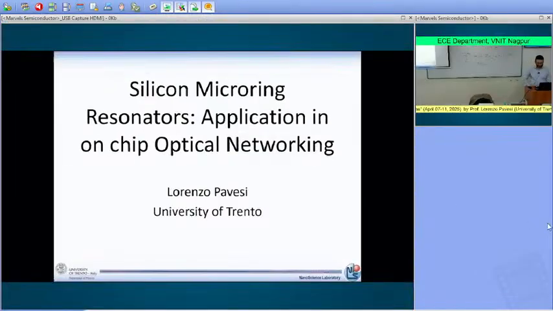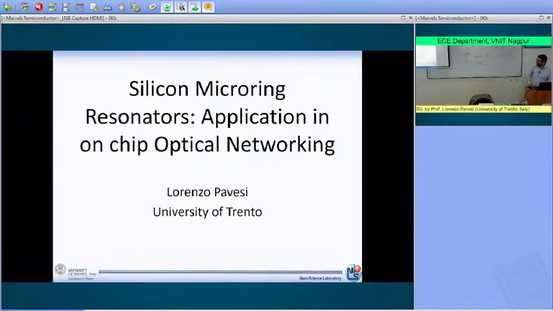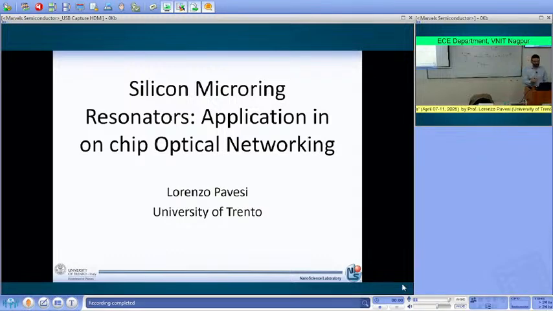And so here is the use of silicon photonics, and what I want to tell you is the application in on-chip optical networking. What I'm going to do is go through all the different steps, all the different components that we have developed in order to make an optical network on chip.